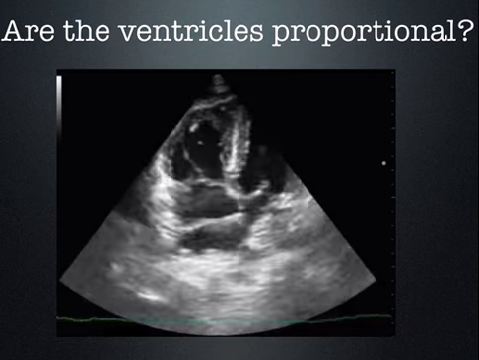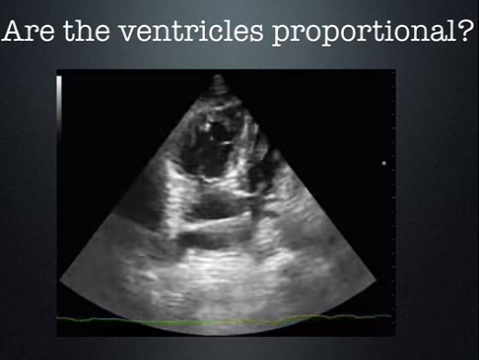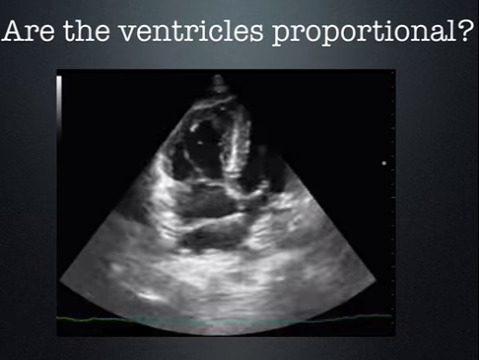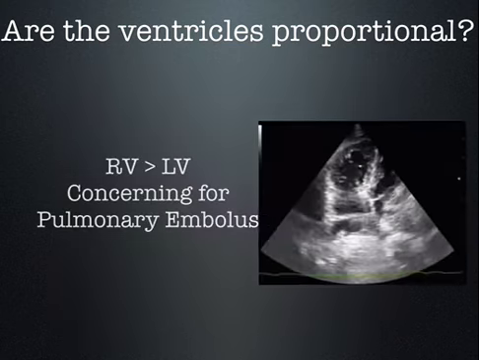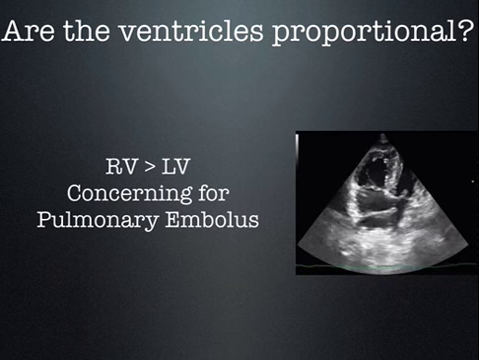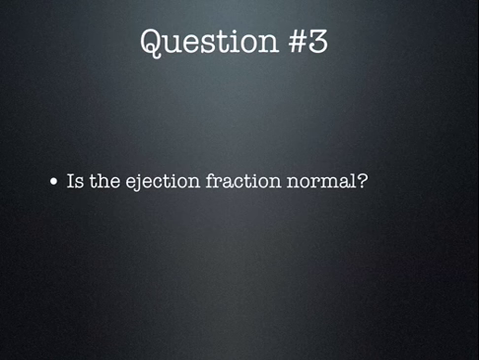And remember, we're looking at the chamber size. We're not looking at the muscle itself. We're looking at the chamber size. Also a very large right atrium as well. So, right ventricular size equal to or larger than the LV, very concerning for pulmonary embolus.